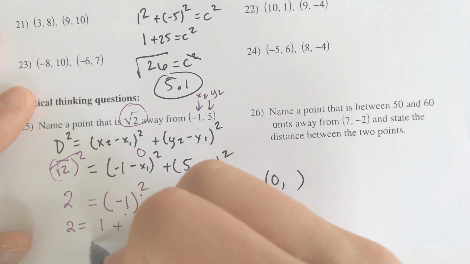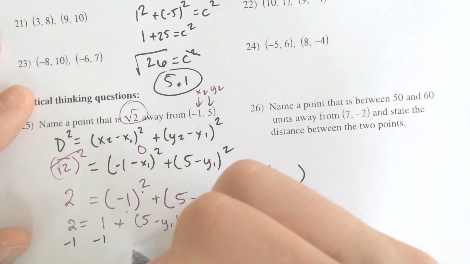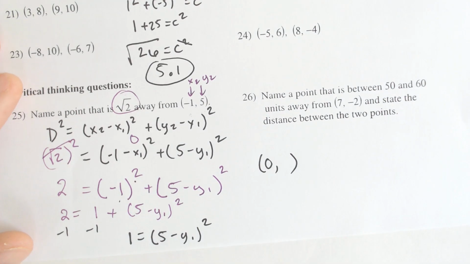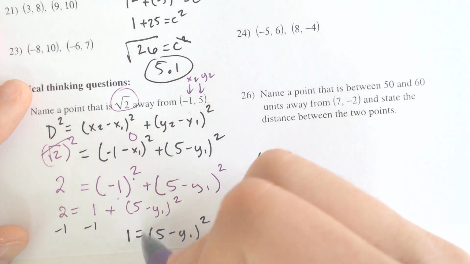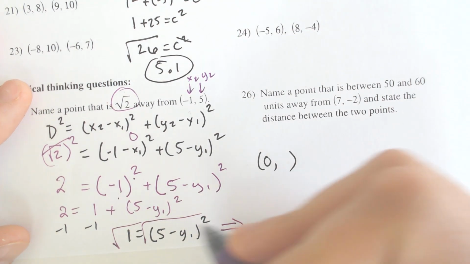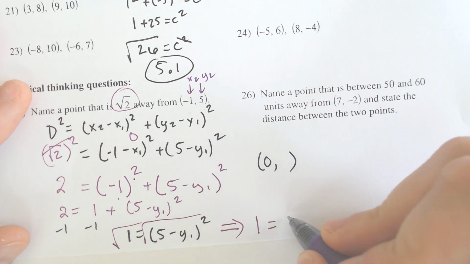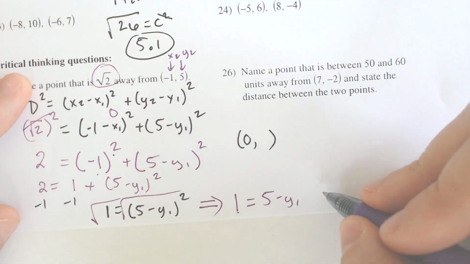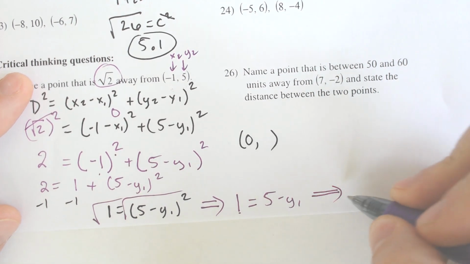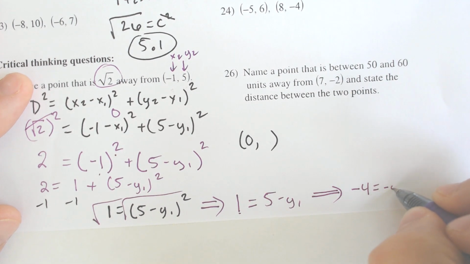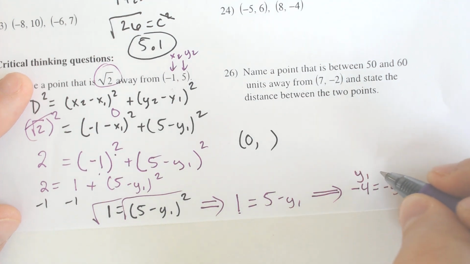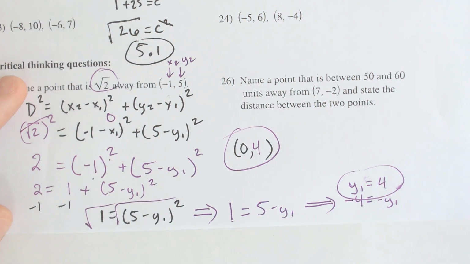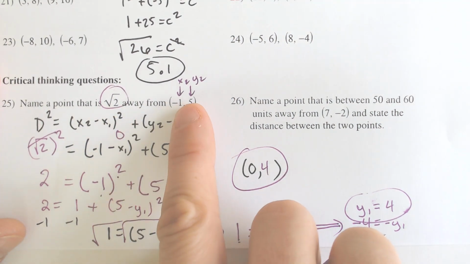We're going to subtract 1 over. We're going to solve for y1. So we get 1 equals 5 minus y1 squared. Well, how do we get rid of a squared? Yes, square root. And what is the square root of 1? 1. So 1 equals 5 minus y1. We're getting so close to the answer, we have to subtract 5 from both sides. If we subtract 5 from both sides, we end up with negative 4 is equal to negative y1, which means y would equal positive 4. And that is a singular point that would be square root of 2 away from negative 1 comma 5.